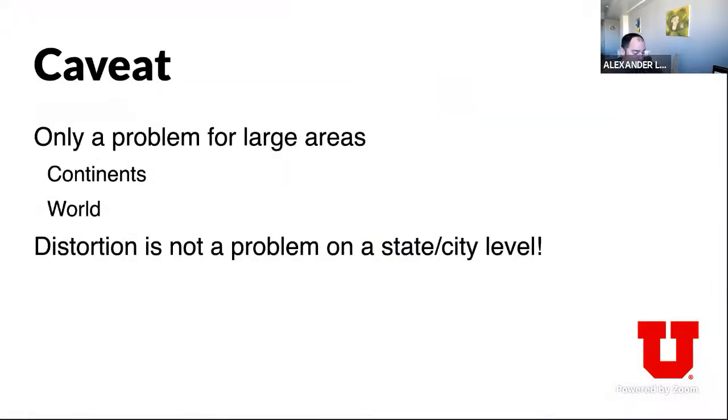So the caveat here is that what I'm saying is really only a problem if you look at very large areas like the whole world or continents. The distortion is not a problem on a state or city level. For example, Google Maps using a Mercator projection is totally fine, because what we mostly look at in Google Maps isn't the relationship between Russia and the United States. We look at how I can go to the car repair shop or this coffee shop. And so at this scale, a Mercator map is not problematic.